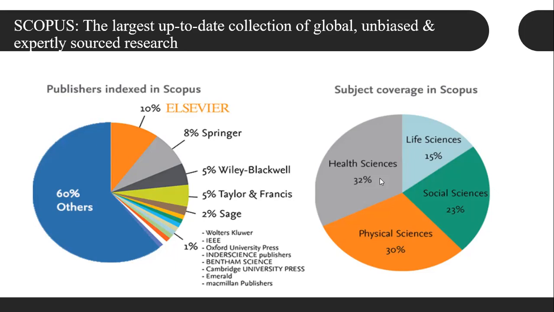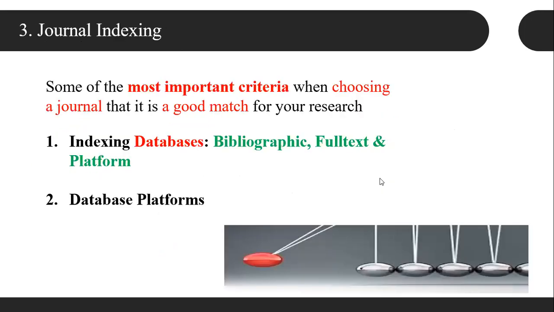Followed after it are Springer, Wiley, Taylor and Sage, which take only 2%, and others like Emerald took 1%, for example, of the total publishing. So which one are you looking for, because this is more visible and more accessible for all of us.